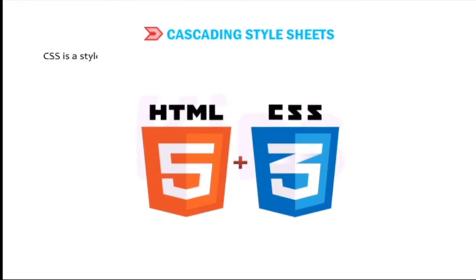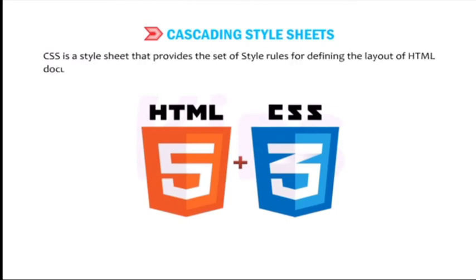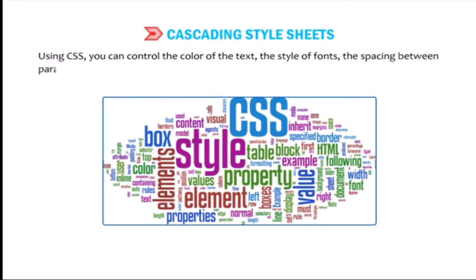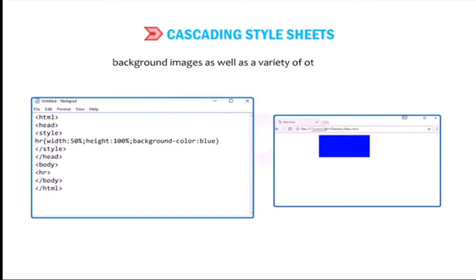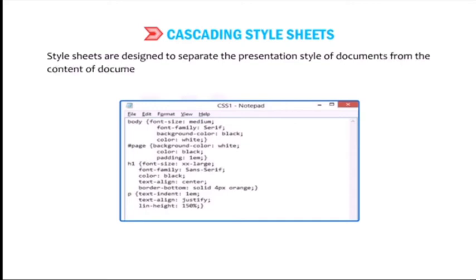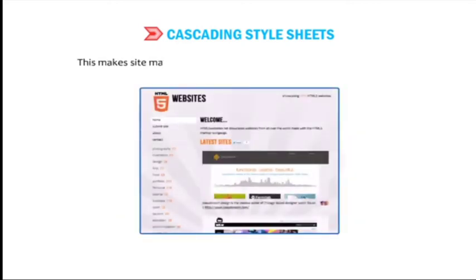Okay students, let me tell you about cascading style sheets. CSS is a style sheet that provides a set of style rules for defining the layout of HTML documents. Using CSS, you can control the color of the text, the style of fonts, the spacing between paragraphs, size and layout of columns, background images, as well as a variety of other effects. Style sheets are designed to separate the presentation style of documents from the content of documents. This makes site maintenance much easier and provides more flexibility.